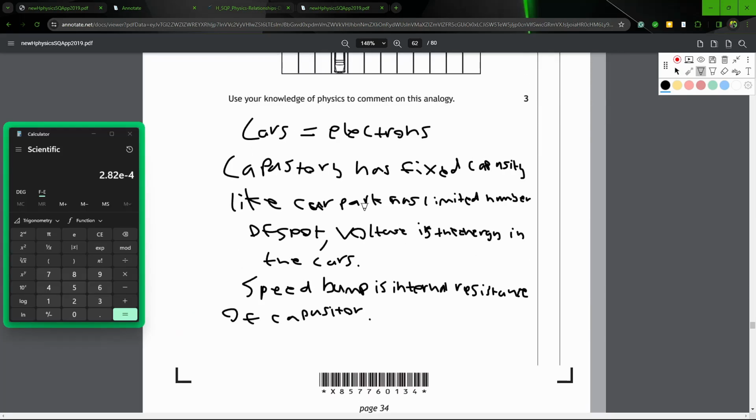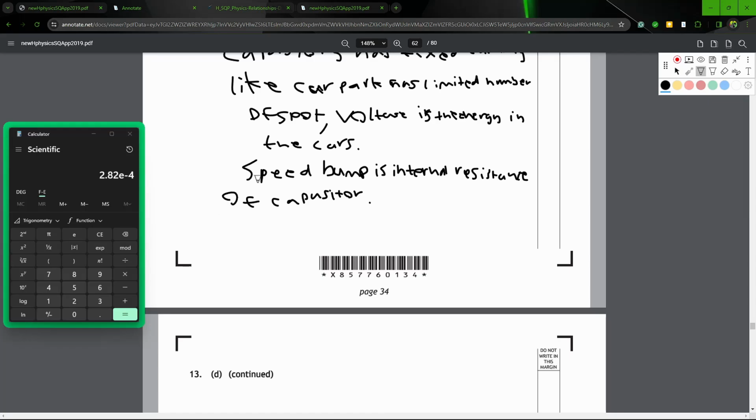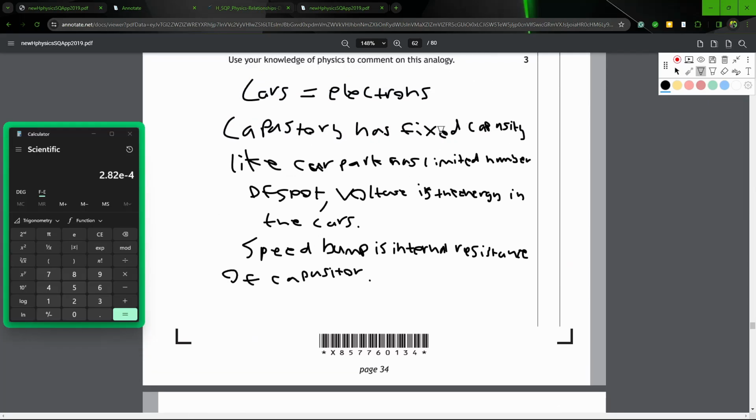Now let's start on things that are not so good. You can say, I'm actually going to, so a capacitor has a fixed capacity, as a car park does. Sorry, I got that wrong first time, but you can store more charge in a capacitor if you increase the voltage, unlike a car park. You can also say motorbikes and cars have different masses, while all electrons have the same mass.